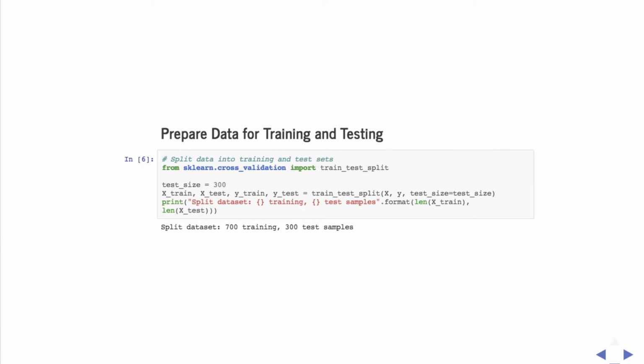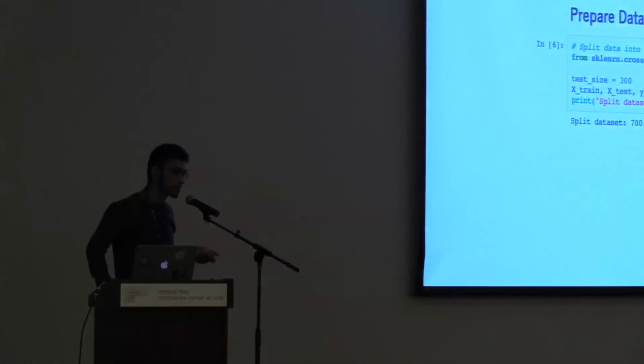And then for training and testing, I'm going to take those 1,000 samples and I'm going to break them up into 700 samples for training and 300 for testing. What this means is I'm going to use the 700 and show it both X's and Y's. And then once the model is trained, I'm going to show it only the X's for the 300 test samples and compare its output with my known ground truth outputs.